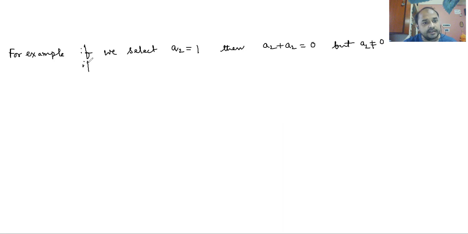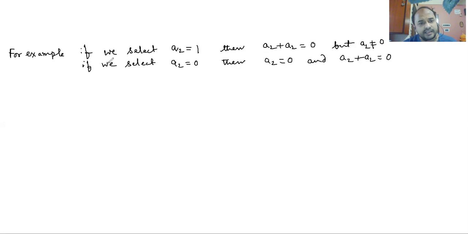If we select A2 equals 0, then we can say that A2 equals 0, and as well A2 plus A2 is also equal to 0. But this is only the case when A2 equals 0, but A2 can have other values, and the other value is 1. So for 1, we cannot say that A2 is 0.